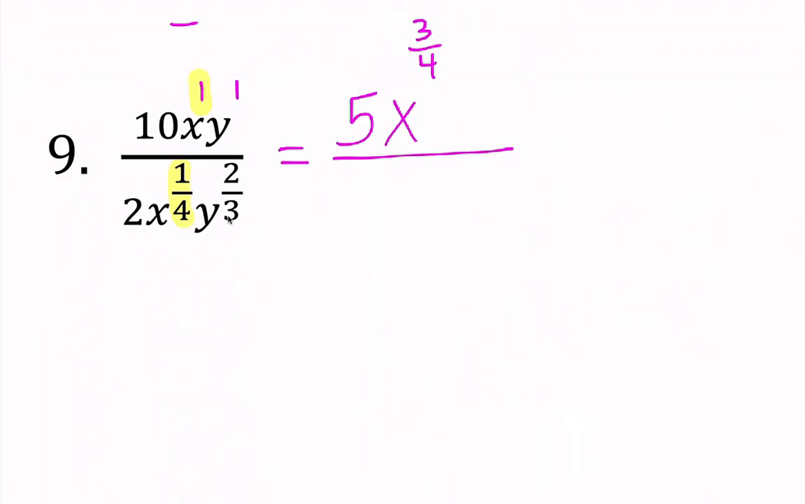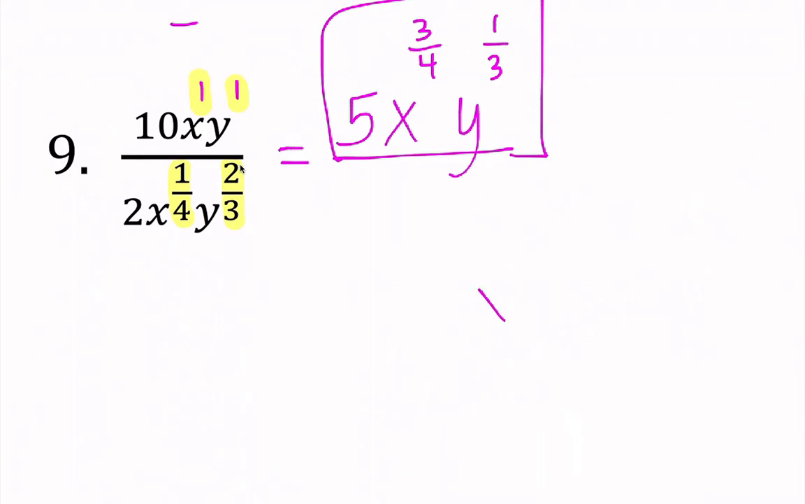I see y's on top and bottom. I know 1 is bigger than 2/3, so y goes on top. And I subtract. 1 minus 2/3 is 1/3. There's nothing left on the bottom, so this is my final answer.